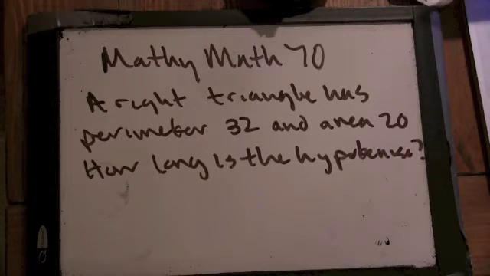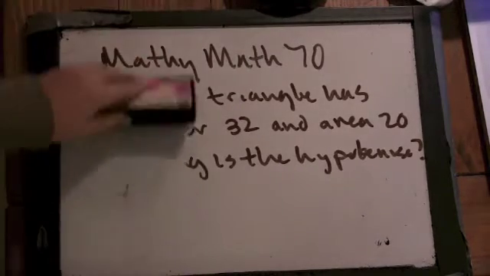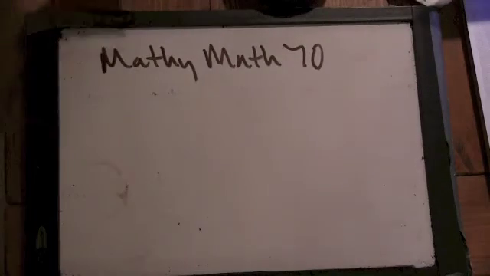Okay. Well, perimeter's 32, area's 20. So we have two equations. And it's a right triangle.